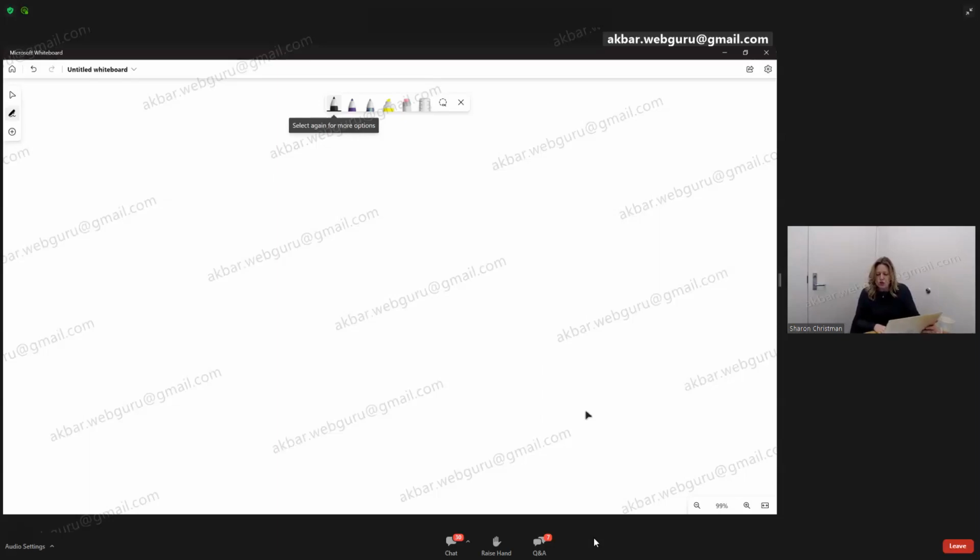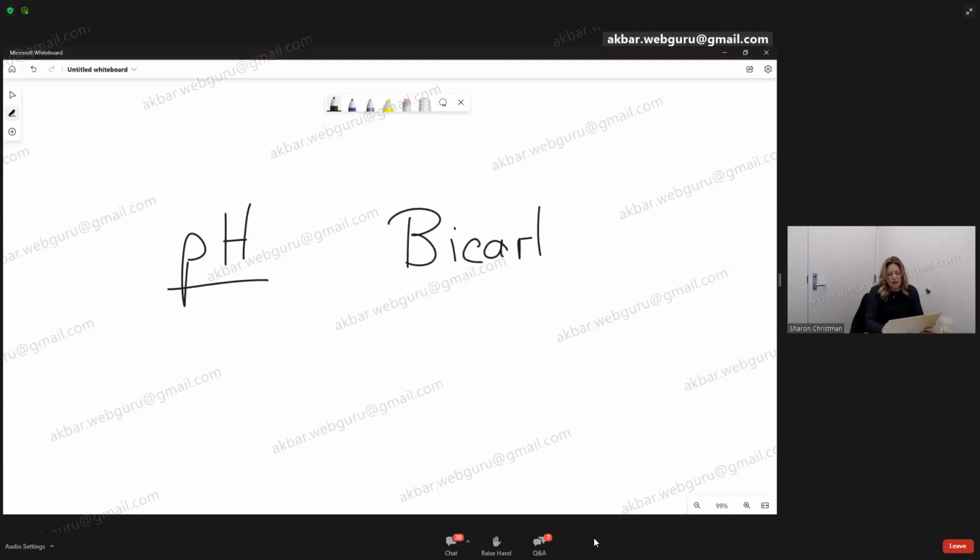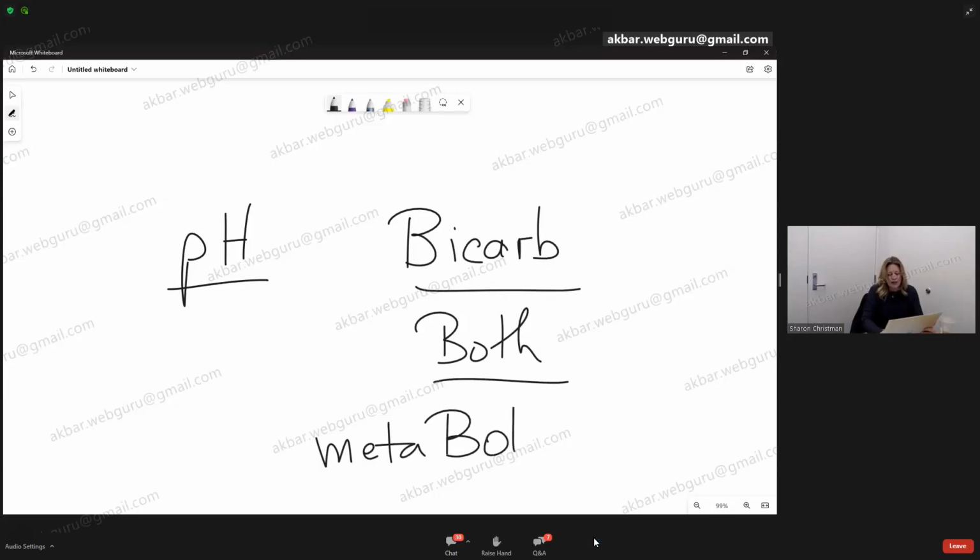Balance. First of all, the rule of the bees. If the pH and the bicarb are both in the same direction, then it is metabolic. So these are rules. They're going to help you answer questions correctly.